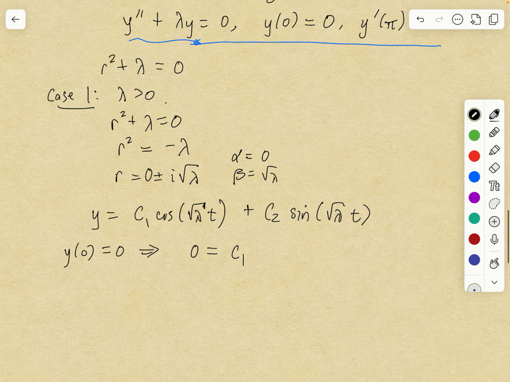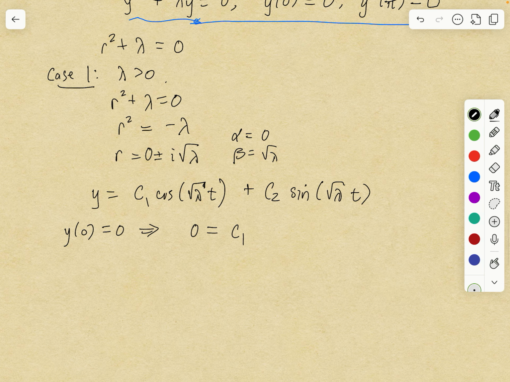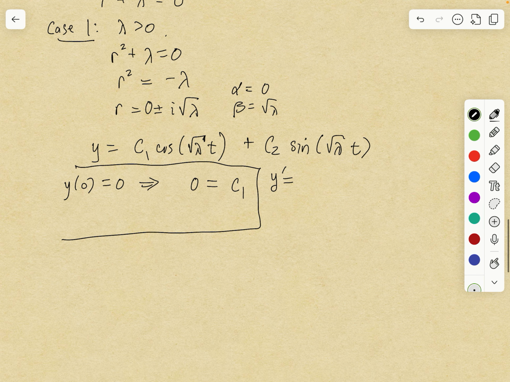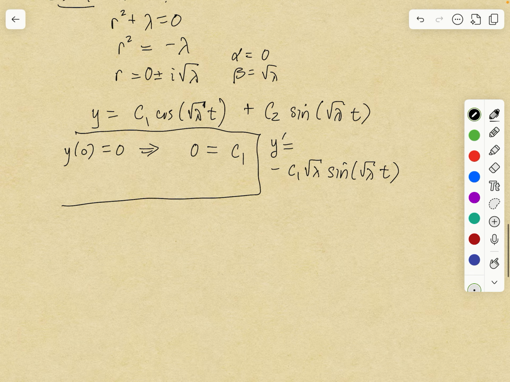Now I look at the next condition, y prime of pi equals 0. Since that involves the derivative, I need to find the derivative. Maybe I should have found the derivative first. So y prime is negative c1 times the square root of lambda times sine of the square root of lambda t, by the chain rule, since I have to take the derivative of the inside. And then plus the square root of lambda times c2 cosine of the square root of lambda t.